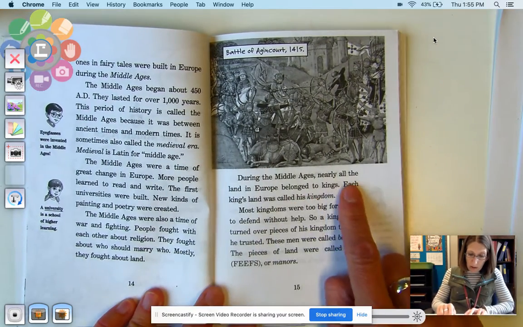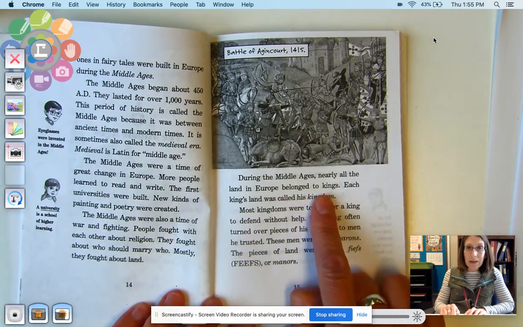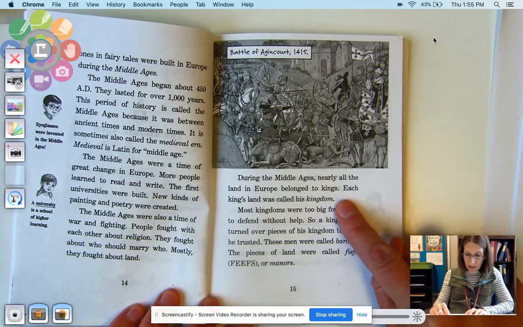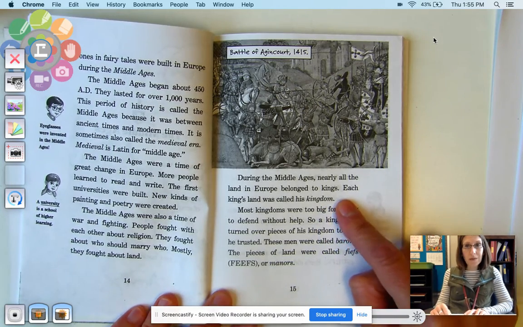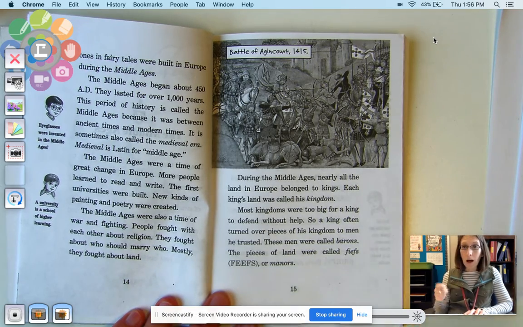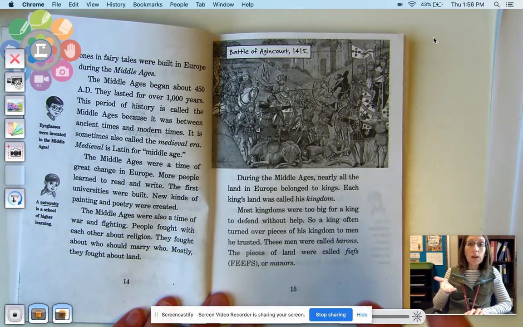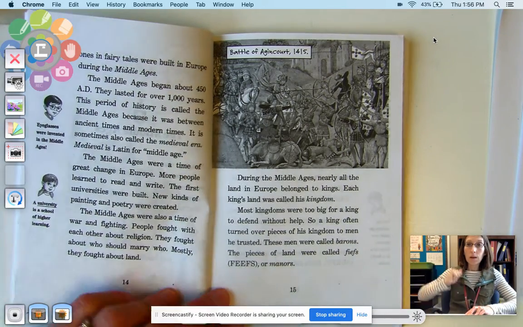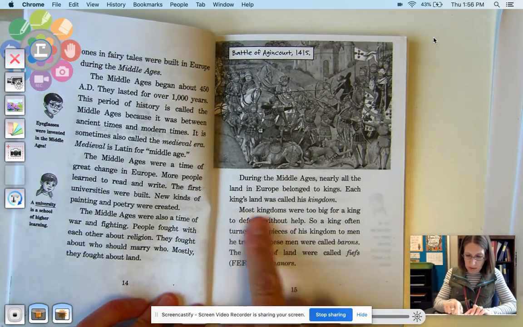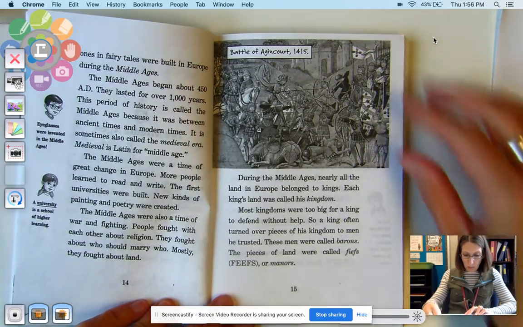During the Middle Ages, nearly all the land in Europe belonged to kings. Each king's land was called his kingdom. Ooh, we learned about this in history. Remember what that whole system is called when the king owns all the land, gives some to his knights? A system called feudalism raised England's king to new heights. Yeah, feudalism.